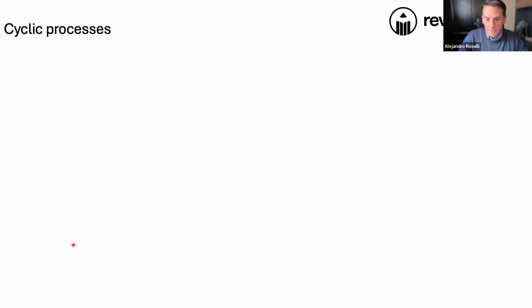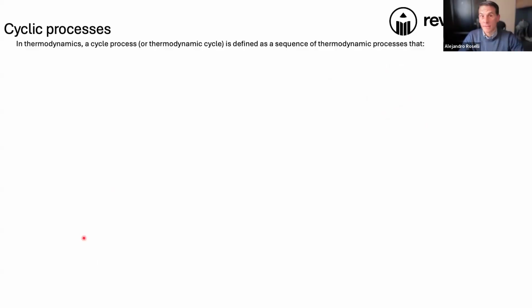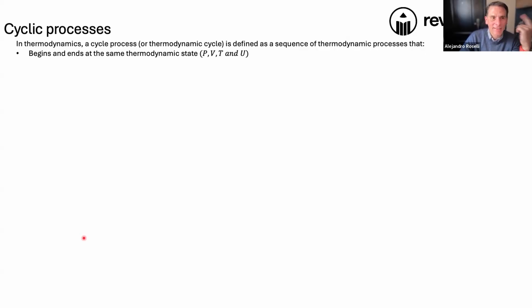Okay, now, in many situations, it will be described as what is called a cyclic process, a process that starts and ends at the same place. That's the idea of a cyclic. Let me read you a brief description. In thermodynamics, a cycle process, or a thermodynamic cycle, is defined as a sequence of thermodynamic processes that, key idea, begins and ends at the same thermodynamic state. That is, the same pressure, the same volume, the same temperature, and the same amount of internal energy.